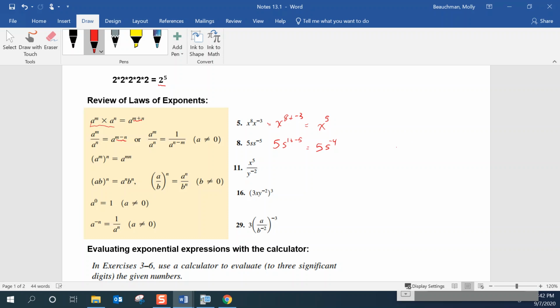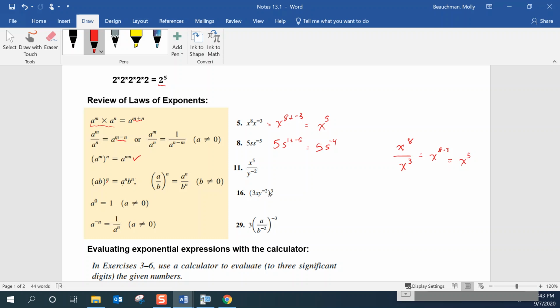But if we did have something like x to the 8th divided by x to the 3rd, we would take x to the 8 minus 3, which is x to the 5th. So that's subtraction. Then, if you have a power to a power, it means to multiply the powers. That's a to the m to the n means multiply the powers. Or if it's in parentheses, a times b to the power of n, it says take each item inside the parentheses to that power.